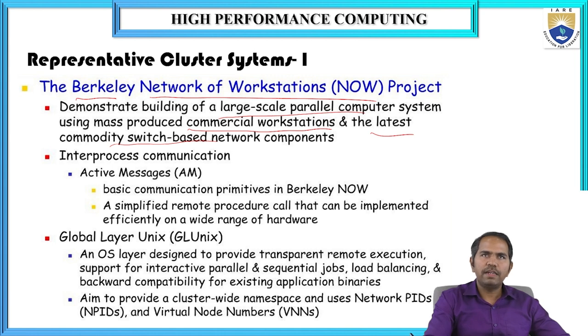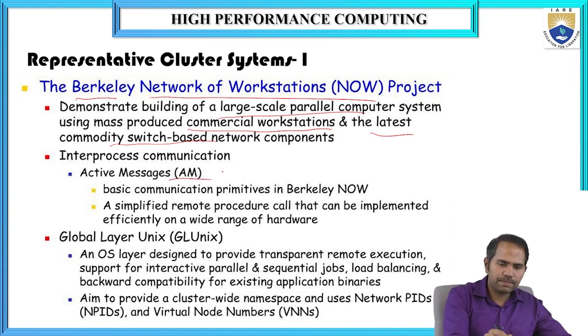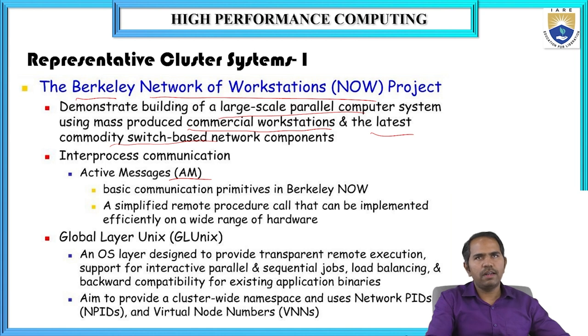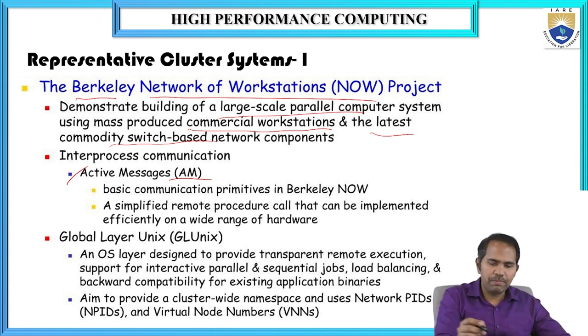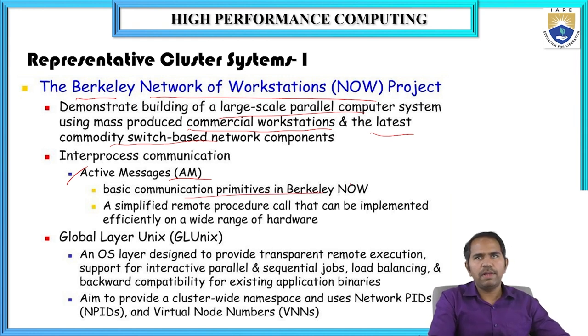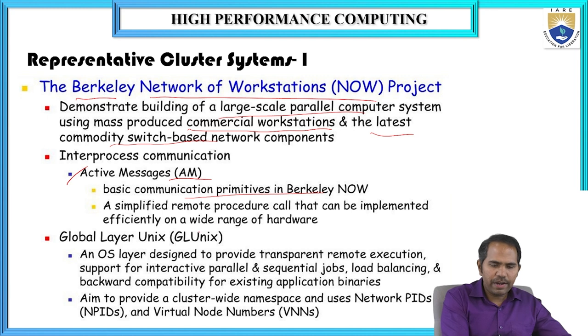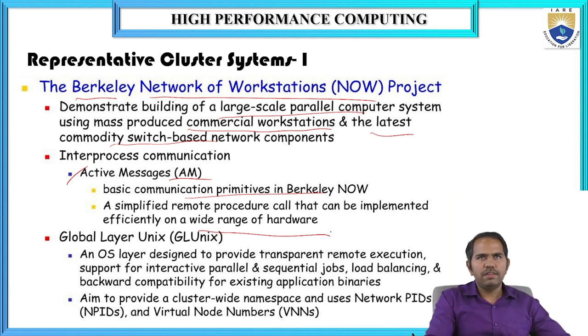Then under this we will see inter-process communication. In a cluster, each node communicates with the other nodes, using messages, active messages or passive messages. What is the role of inter-process communication? Under this we discuss AM, active messages. Active messages are the basic communication primitives in Berkeley NOW clusters, a simplified remote procedure call that can be implemented efficiently on a wide range of hardware.